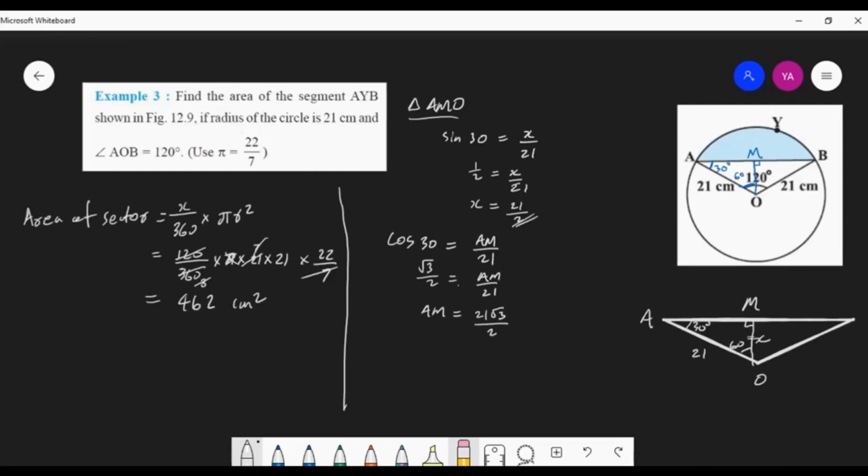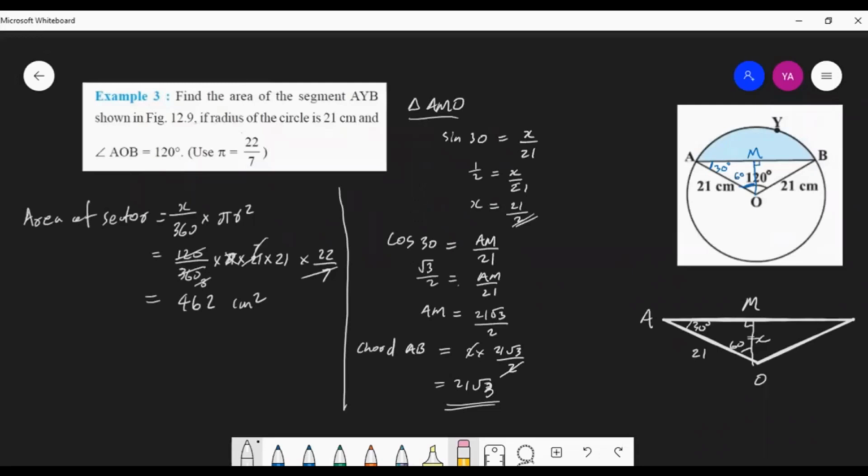If AM is equal to 21 root 3 by 2, what will be the length of chord AB? 21 root 3 by 2 plus 21 root 3 by 2. Or in other terms, we can just take double, so 2 into 21 root 3 by 2. The 2 can be cancelled, so we get 21 root 3 as the length of chord AB.